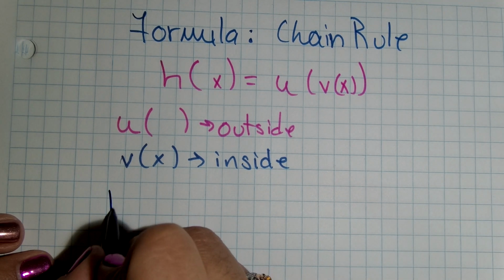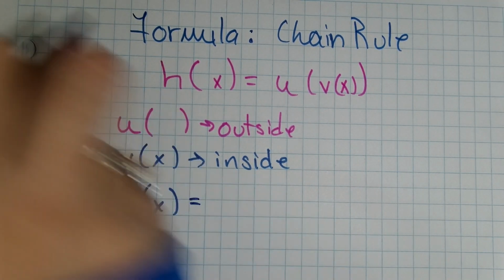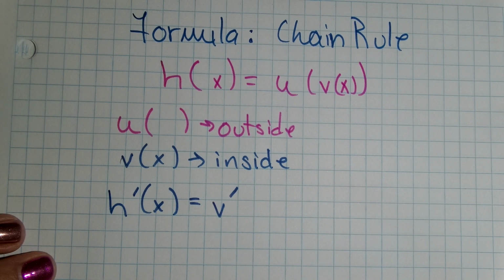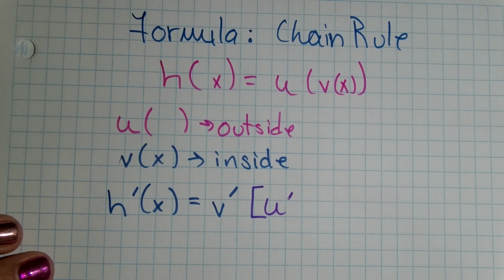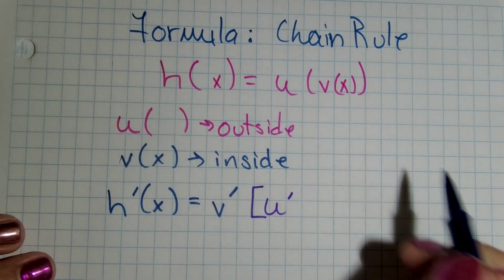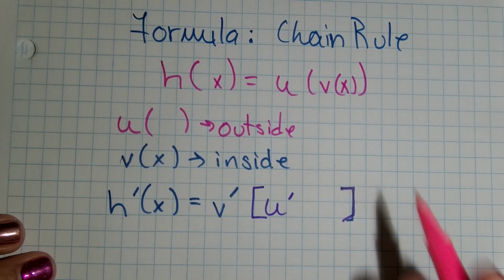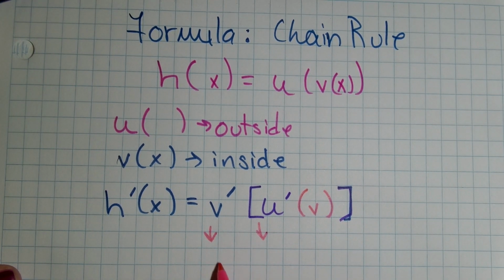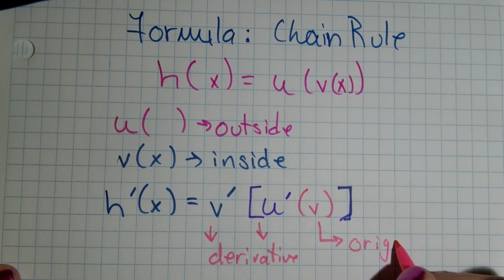The formula for this is as follows. So the derivative of the whole composition is v prime. So this is the derivative. It's not 1. It is not a 1. Times the quantity u prime of the original function. So this is a derivative, and this is a derivative. And this is the original v. Original. Yep.